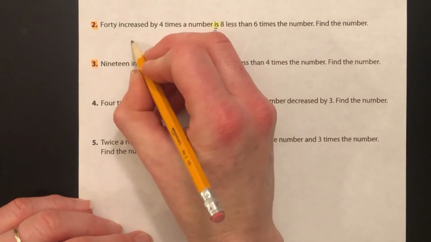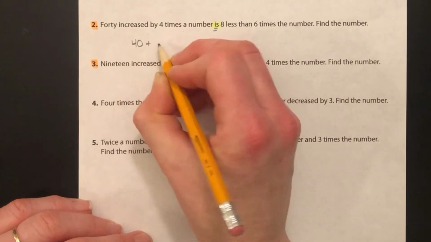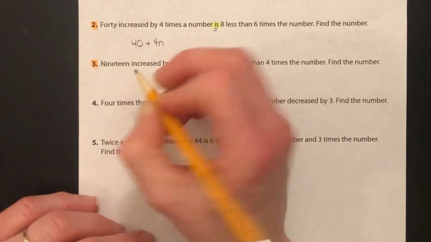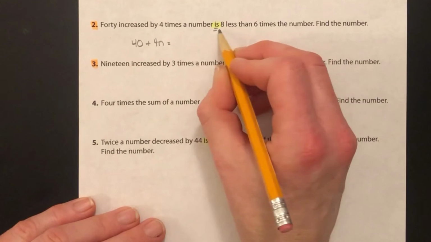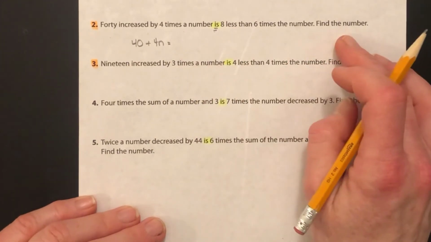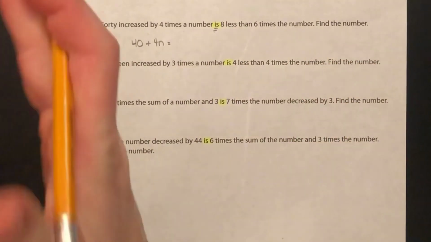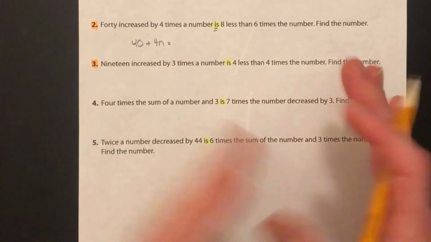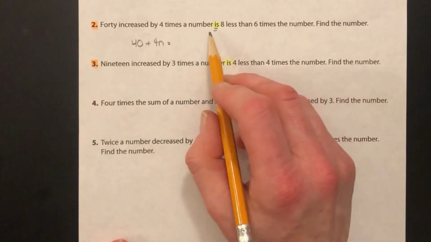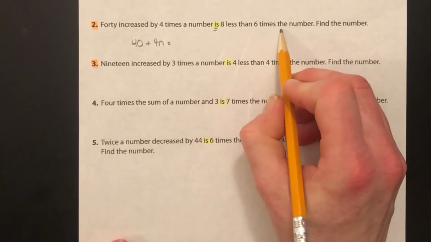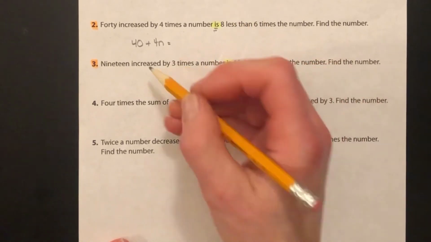40 increased by 4 times the number. Now I've got my "is". Now I'll work on my other side. It's easier if you can just focus on one side of it at a time rather than the whole thing all at once. 8 less than 6 times the number. Less than switches the order.